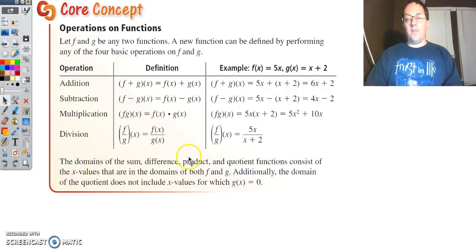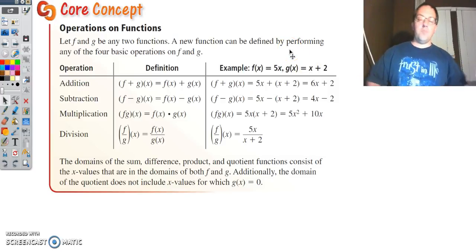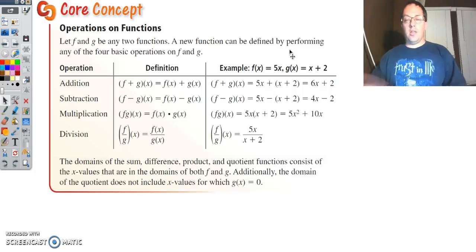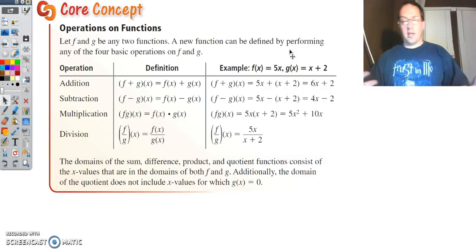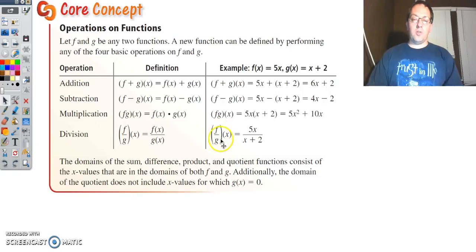Now, the domain for these is wherever the domain for f of x and g of x overlap. So if one of them has a domain of x is greater than 1 and the other one has a domain of x is less than or equal to 5, it's where those overlap. So it would be x is greater than 1 and less than or equal to 5.